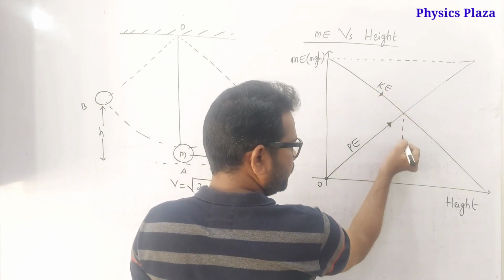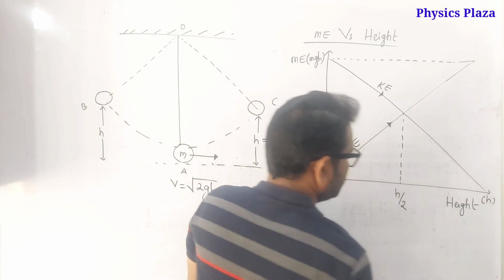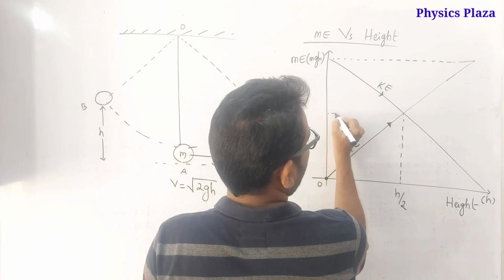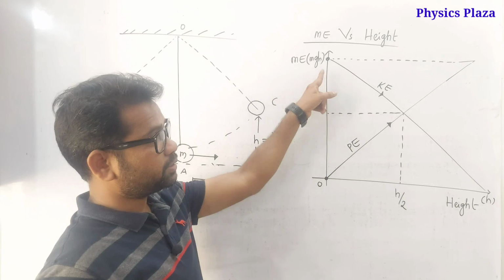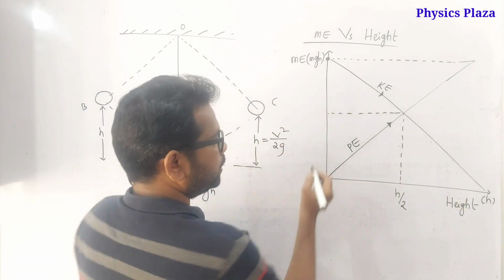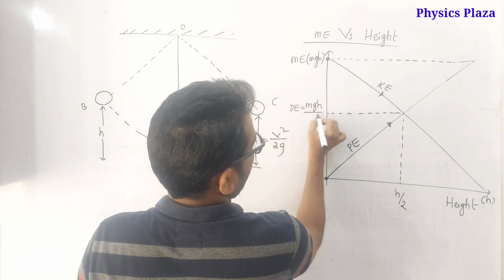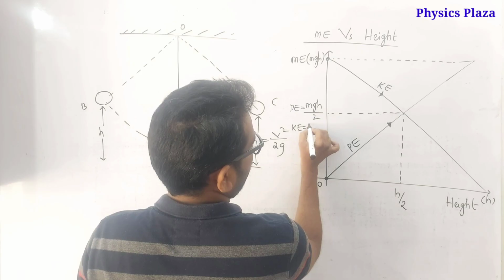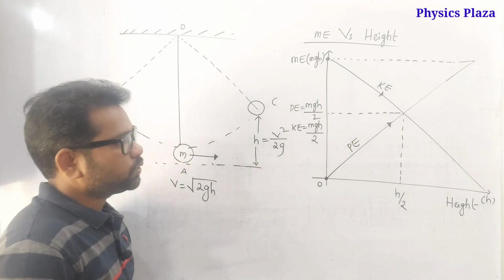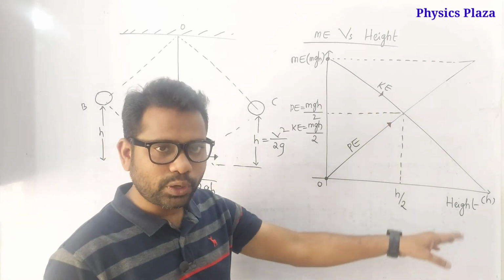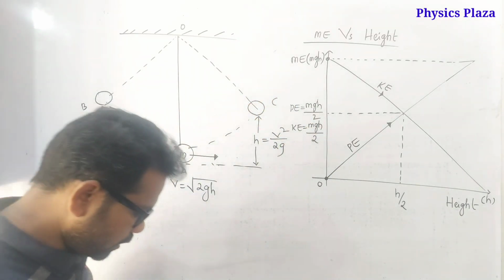Let me mark this point where the height is h by 2. This maximum height, let us say, we have taken as h. So at h by 2, children, how much energy does it have? At the top it has maximum potential energy, and at the bottom maximum kinetic energy. But at the midpoint, children, potential energy will be mgh by 2 only, and kinetic energy also mgh by 2 only. Am I clear? So this graph is for a freely falling body, or a body thrown vertically upward, or you can even take a simple pendulum. Okay children, fine children.